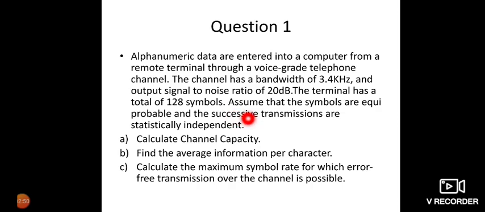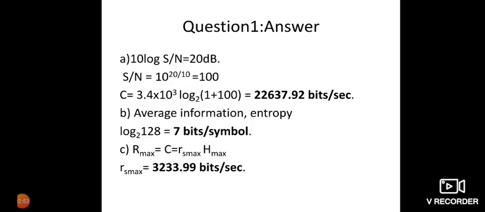So we will see the answer. 10 log S by N is 20 dB. I just said 10 log S by N equal to 20 dB. S by N is the actual signal to noise ratio value, but when we are converting it to dB, we use 10 log S by N. Then we get the value in dB. So S by N is equal to what? Log S by N is equal to 20 by 10. Then how can I calculate S by N? It is the anti-logarithm, that is 10 to the power 20 by 10, that is 10 squared, 100. S by N equal to 100.